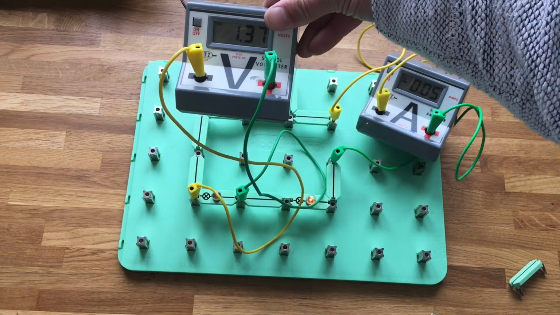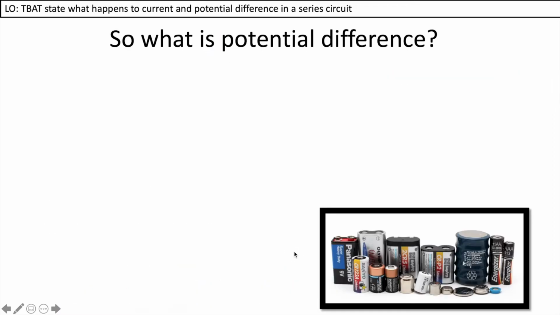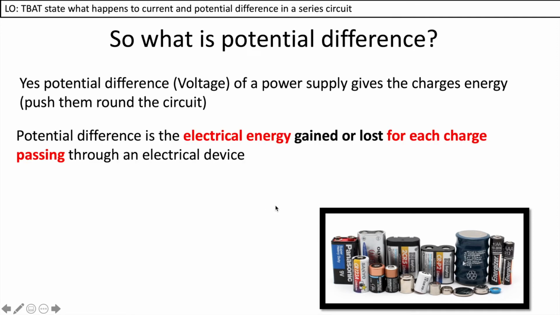So you can see the green bulb with a higher resistance takes a much larger share of the voltage, so they don't share it equally. So what is potential difference? They're not identical resistors. Yes, potential difference for a power supply gives the charges energy. It pushes them round. But potential difference is the electrical energy gained when a charge goes through the power supply or lost when the charge goes through bulbs.